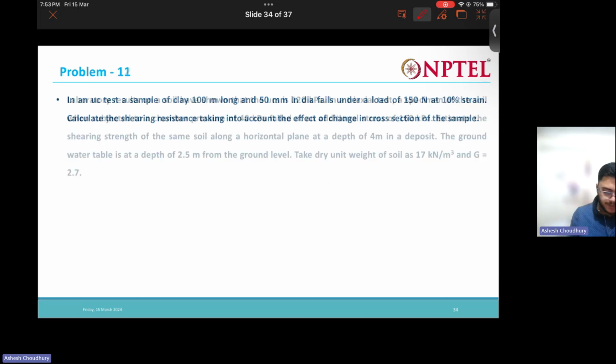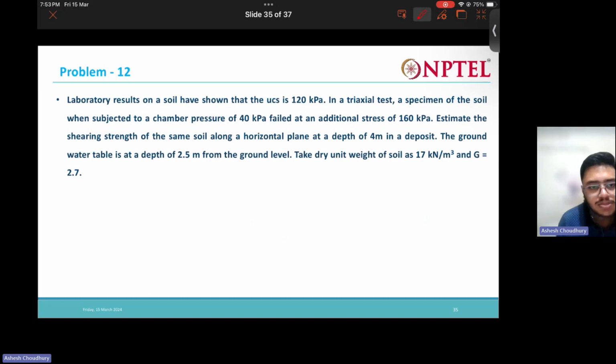Now last problem. Lab results on a soil have shown that UCS is 120 kPa. In a triaxial test, a specimen of the soil, when subjected to a chamber pressure, that is the confining pressure of 40 kPa, failed at an additional stress of 160 kPa. That is the deviatoric stress, additional stress 160 kPa. Estimate the shearing strength of the same soil along a horizontal plane at a depth of 4 meter in a deposit. The index properties of the soil are given.